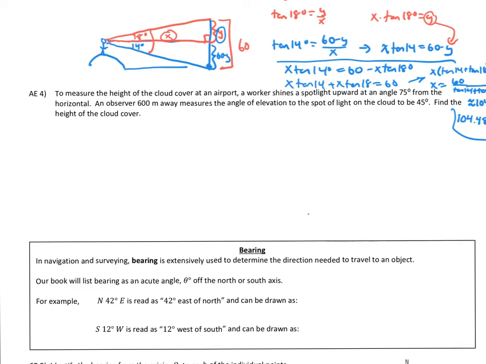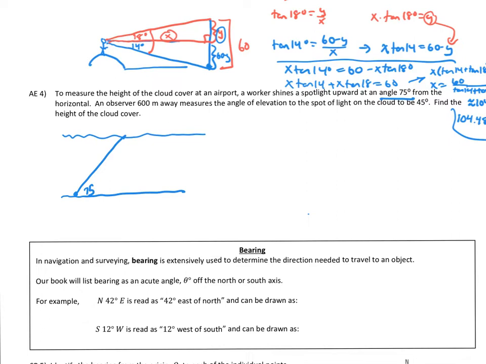Problem number 4, something very, very similar to this. To measure the height of a cloud cover at an airport, a worker shines a spotlight upward. So we have cloud cover. Let's go ahead and draw on some cloud cover. So we have a worker shining the spotlight upward. So where's my ground? My ground, let's make right here. If the spotlight's right here, that angle of elevation is going to be 75 degrees.